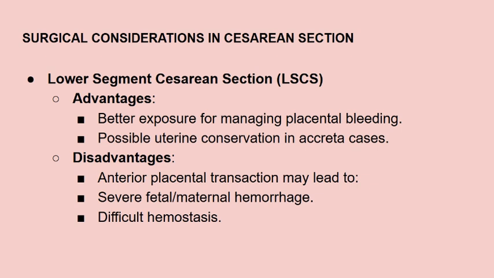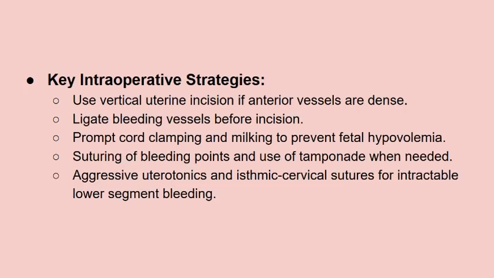Then because of the location of the placenta at your operation field, at your incision site, it may be very, very difficult to control bleeding at the lower uterine segment. So other strategies you can use is to use a vertical incision. That's a classical cesarean section. You may ligate any bleeding vessels that you have before you make the incision, maybe on the anterior abdominal wall.